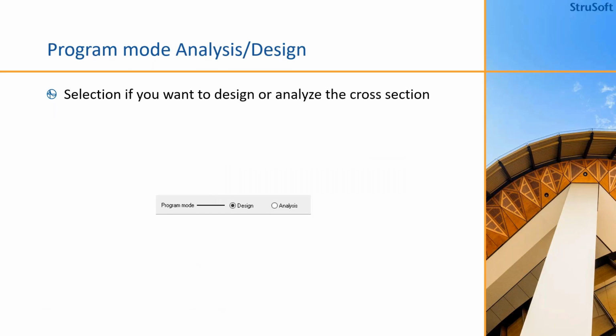There is a selection in the top of the screen where you can either select to design or to analyze your cross-section. With the design, you enter the reinforcement details, while in the analysis, you enter the reinforcement and then we get utilization.